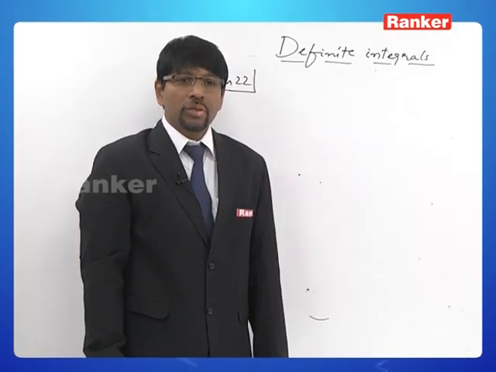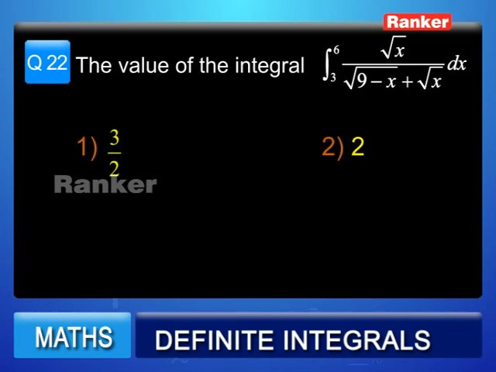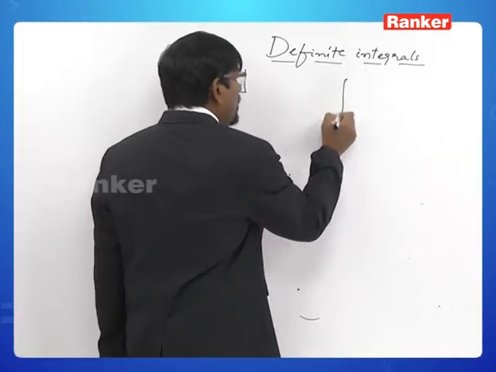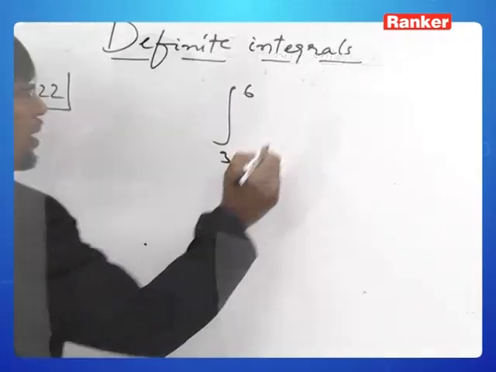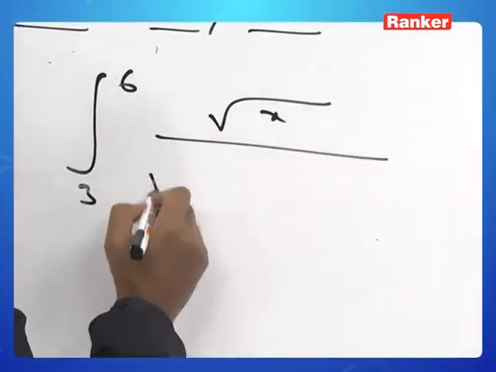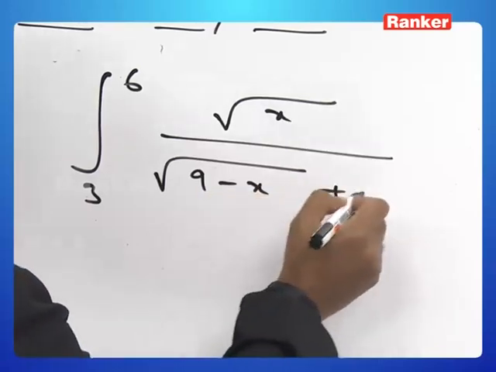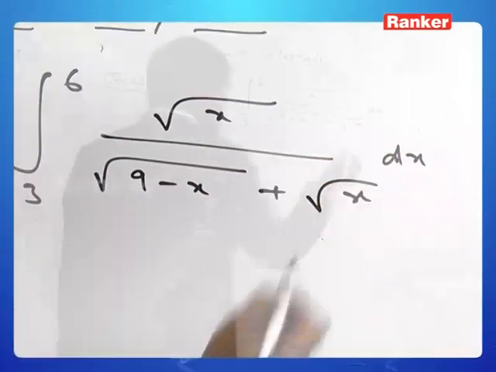Now, let us move on to the next question, question number 22. The value of the integral 3 to 6 root x upon root of 9 minus x plus root x dx is equal to first option 3 by 2, second option 2, third option 1, fourth option 1 by 2. So, let us see how this goes. Integral 3 to 6 root x upon root of 9 minus x plus root x dx.